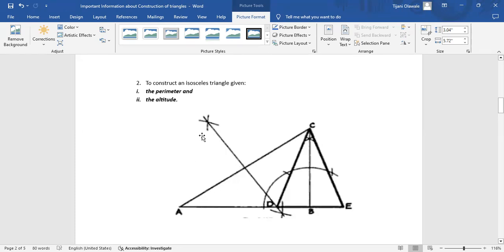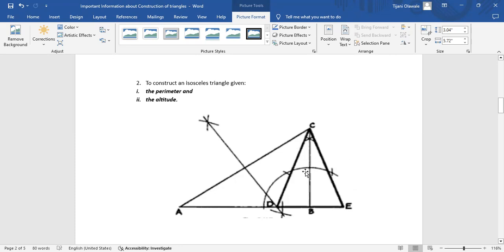By the time you bisect AC, this is the bisector. So you draw this bisector, and the bisector touches line AB at this point D here. So all you need to do to get point E is to take distance BD, and then you mark it at this point E here. Then you connect CD and CE together to get the isosceles triangle.